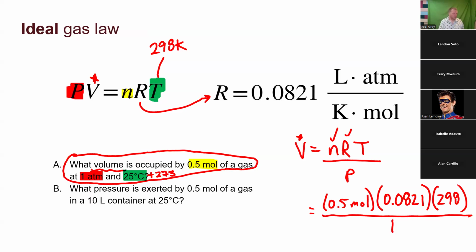So if I plug all that in, 0.5 times 0.0821 times 298, we get V is equal to 12.23 liters.